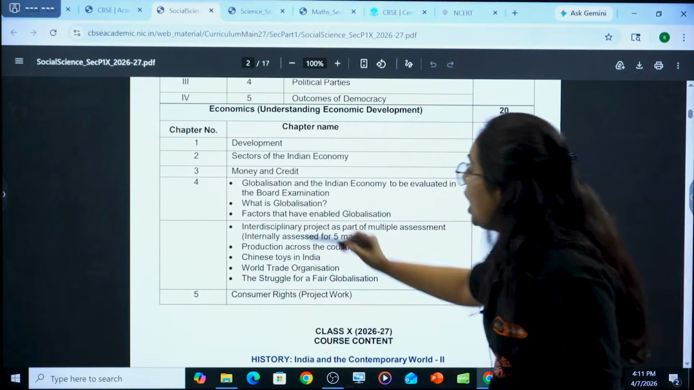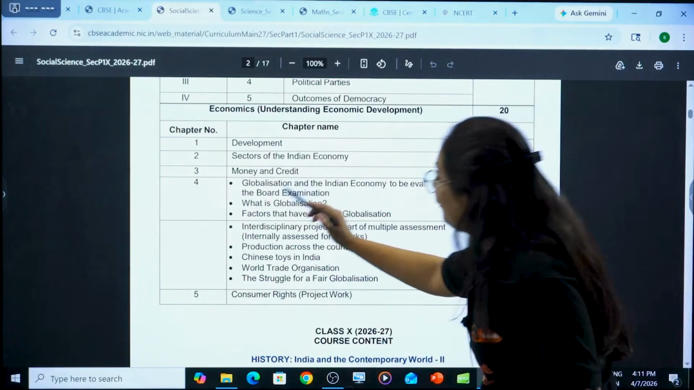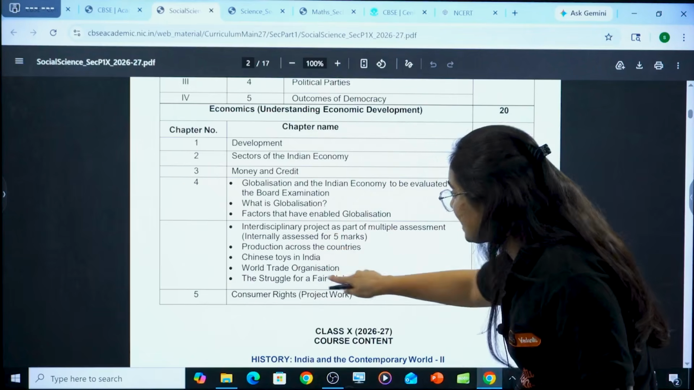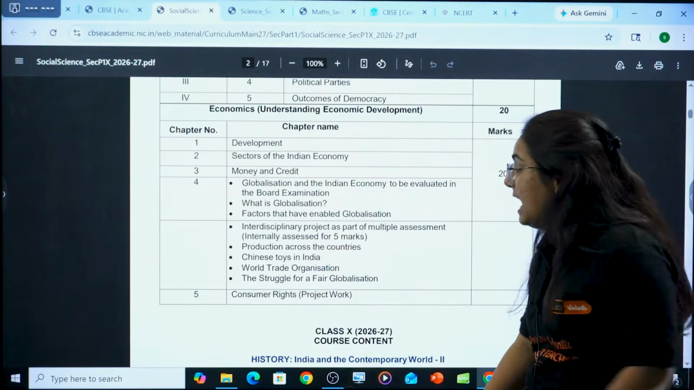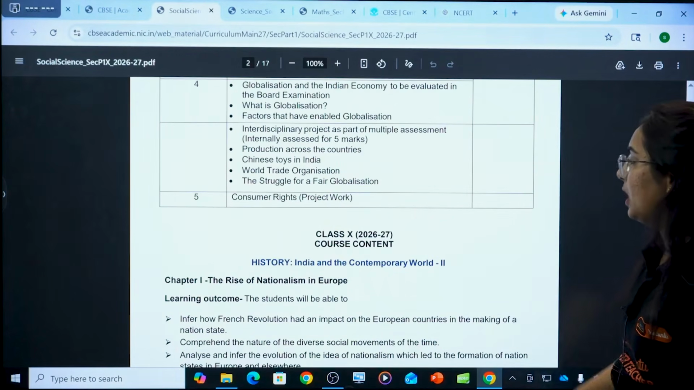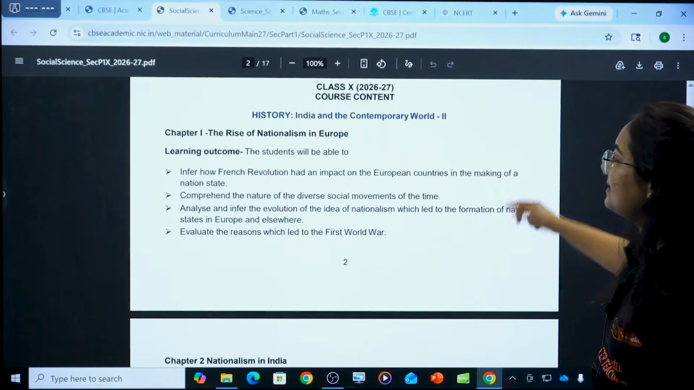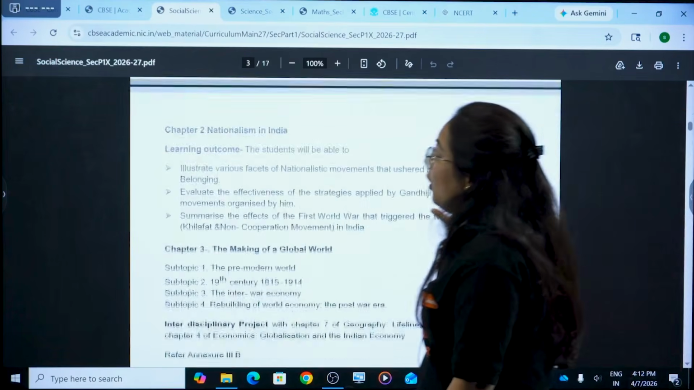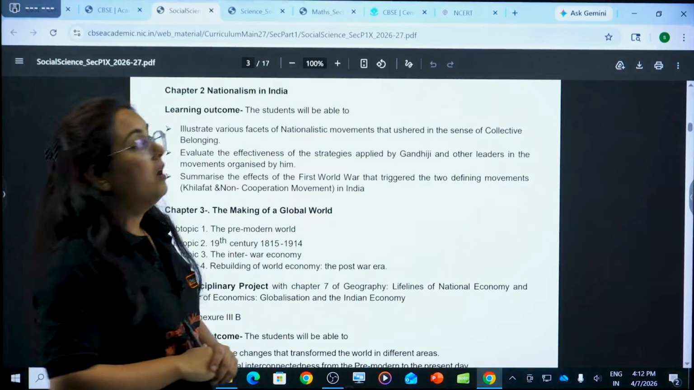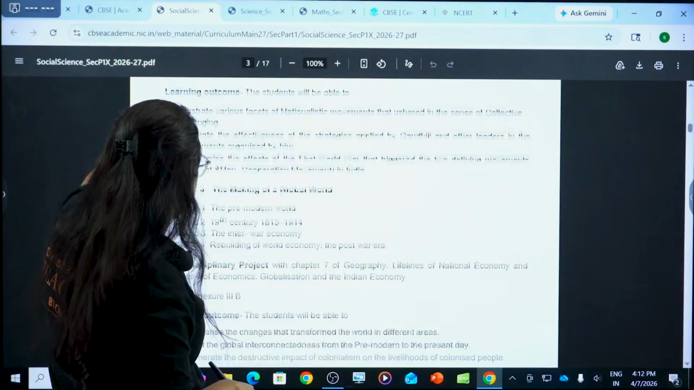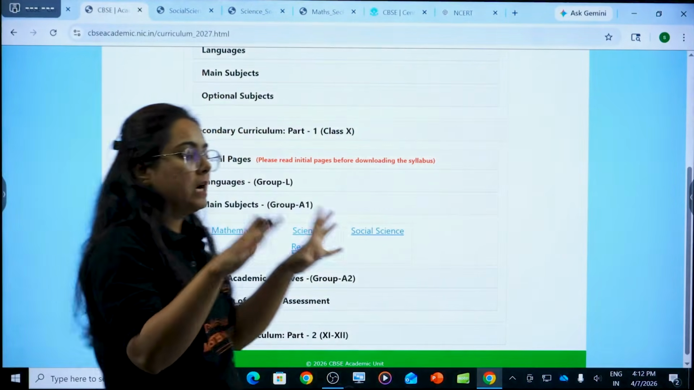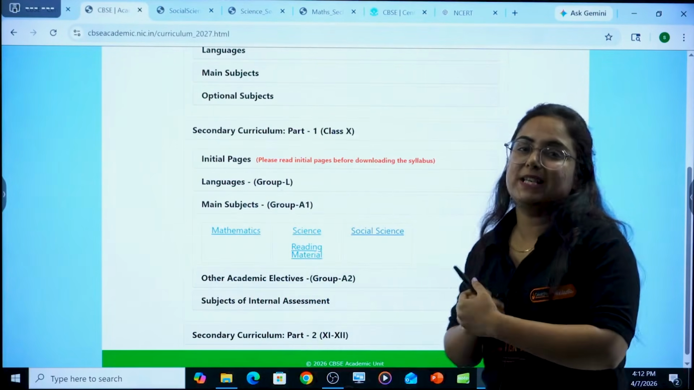Topics are, what is globalization? What are the factors that have enabled globalization? That's it. The rest of the topics are for project work. And similarly the 5th chapter, that is Consumer Rights, again is for project work. So this is the rationalized syllabus for your learning. You can also go through these PDFs directly from the website of CBSE, as I am showing you right now. Now tell me, is it clear, crystal clear to everyone? So this was the new curriculum for the session 26-27.